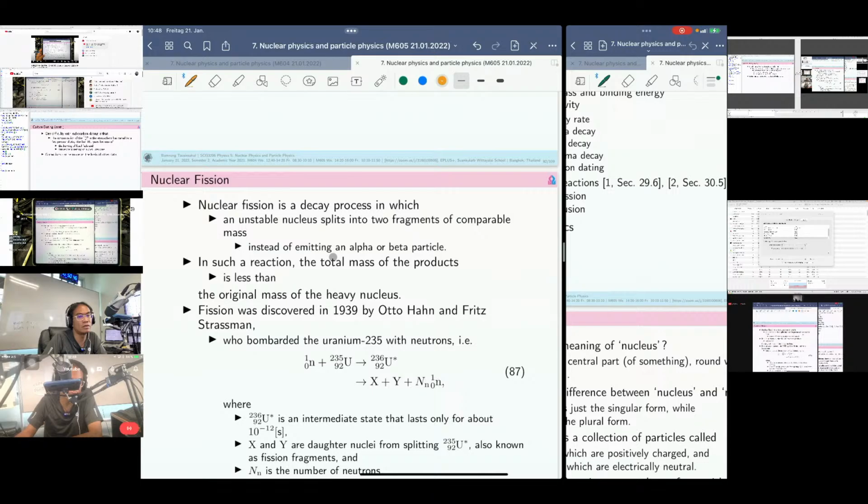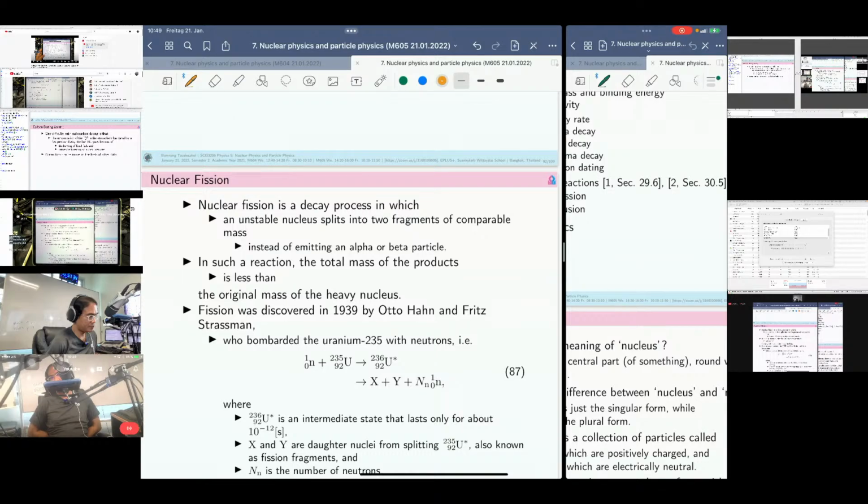In such a reaction, the total mass of the products is less than the original mass of the heavy nucleus. So it's good because the mass difference is positive. Once the mass difference is positive, it means the mass difference is converted to energy. Yes, we get energy from this process, and humans have used it for special purposes in a good way.